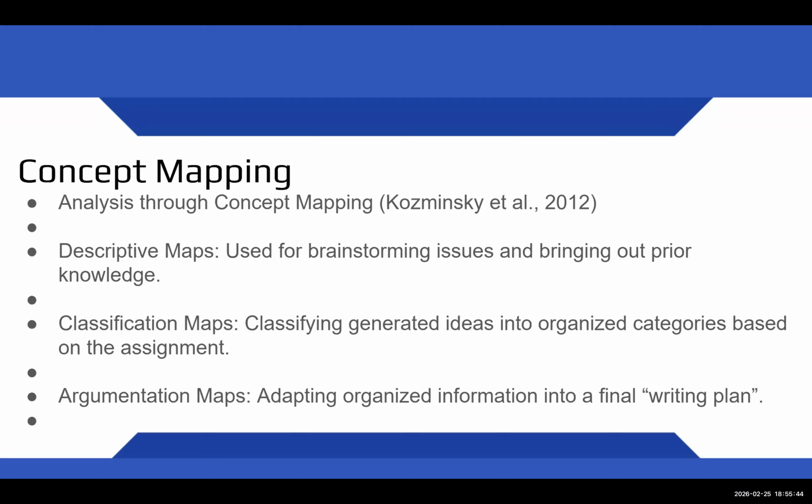Once that information is visible, we move to a classification map where we analyze that raw data and group it into logical categories like sorting ideas into pros versus cons. Finally, we build an argumentation map. This is our final writing plan, and we are analyzing the best way to lead the reader from the initial problem to our final conclusion. By analyzing the structure before we write, we ensure that the document is logically sound and easy for a busy professional to follow. Next slide.